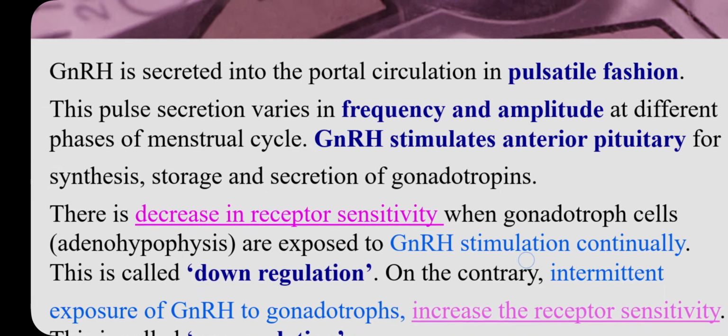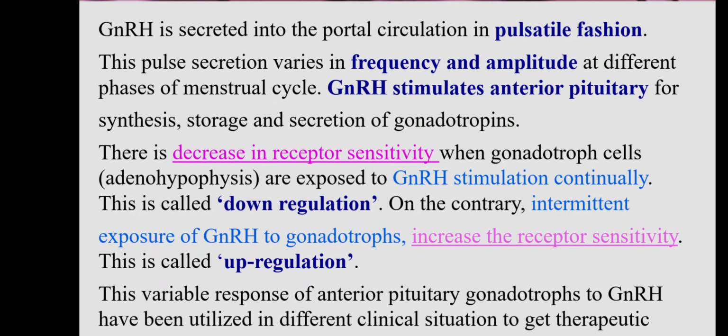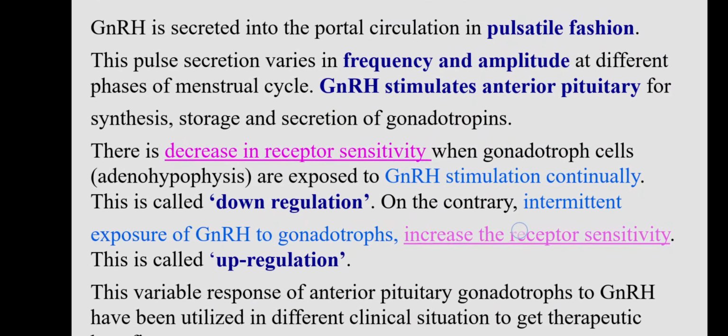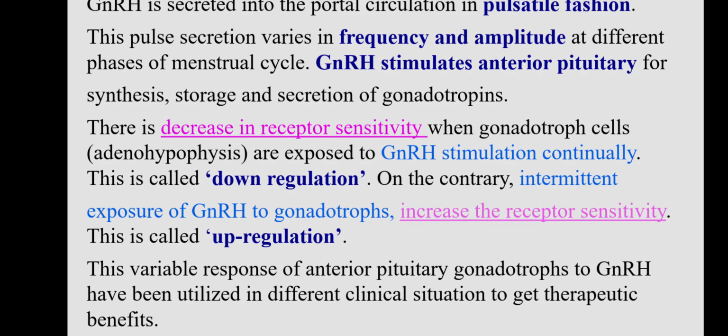GnRH stimulates the anterior pituitary for the synthesis, storage and secretion of the gonadotrophins. There is decrease in the receptor sensitivity when the gonadotroph cells of the adenohypophysis or the anterior pituitary are exposed to the GnRH stimulation continuously, and this is called the down regulation. On the contrary, the intermittent exposure of the GnRH to the gonadotrophs increases the receptor sensitivity, and this is called the upregulation.